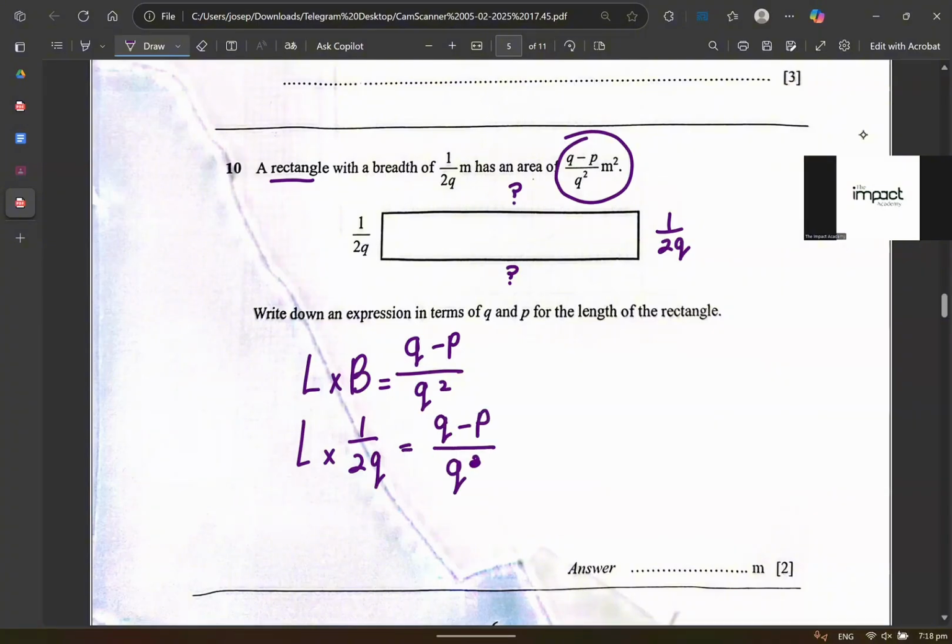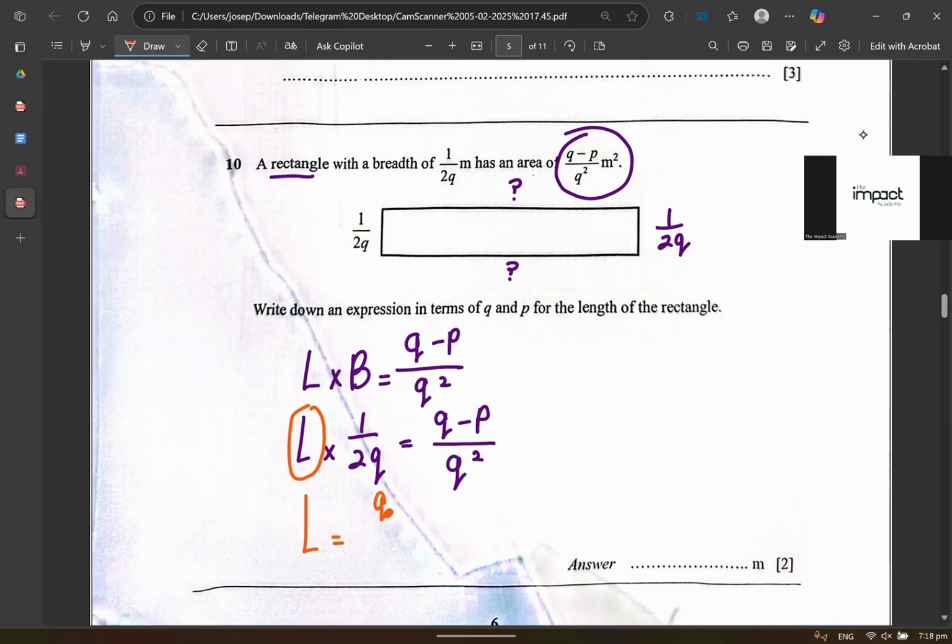Now, how do you find your length? Think about it logically. Bring everything to the same side. Very good. So when you want to bring the 1 over 2q over, what happens? Divide. Very good. So we have q minus p over q squared, then we divide by 1 over 2q. Does it make sense to you?